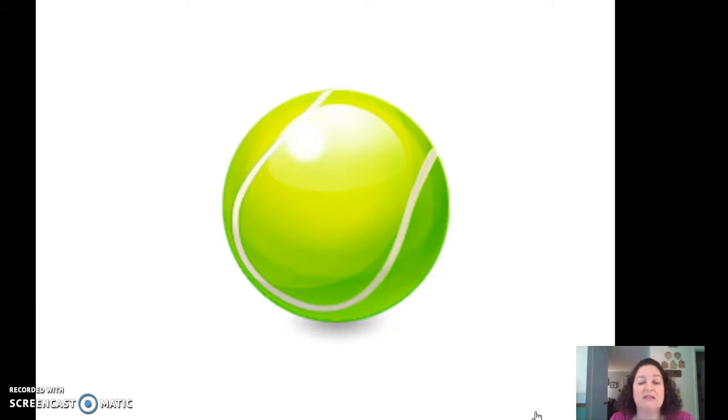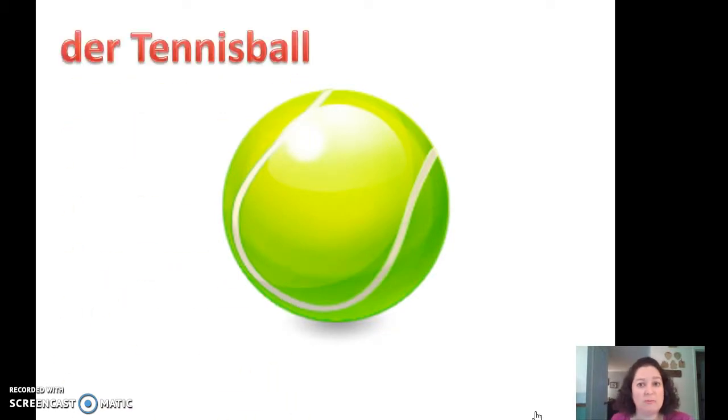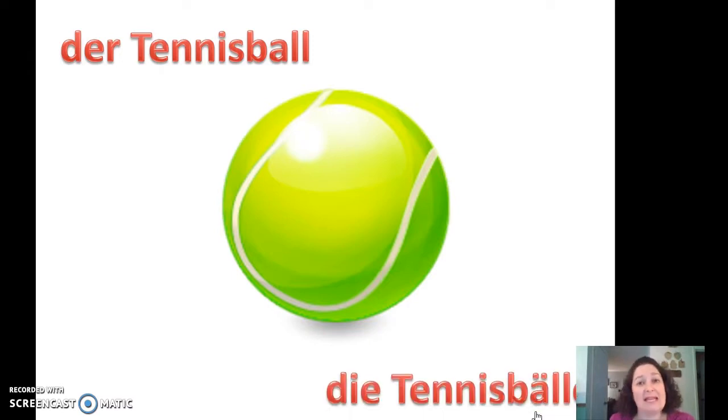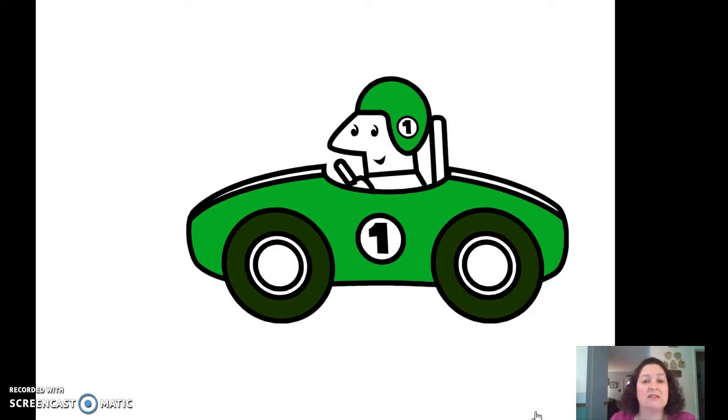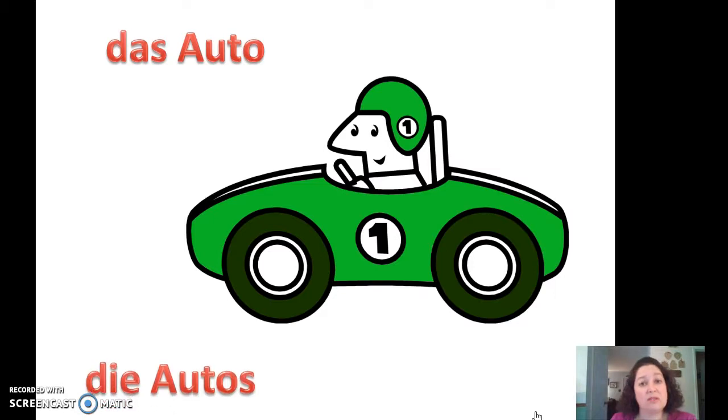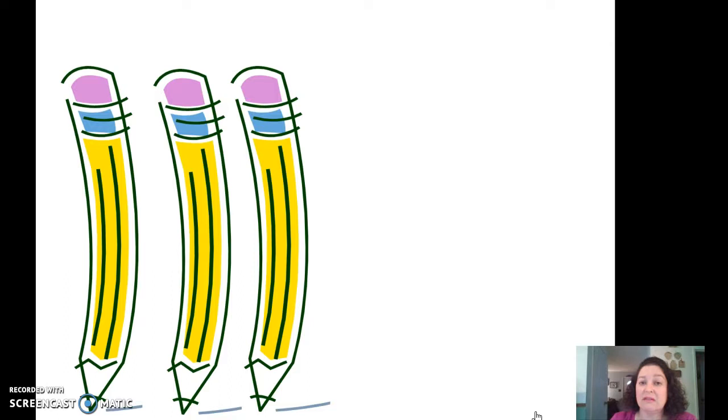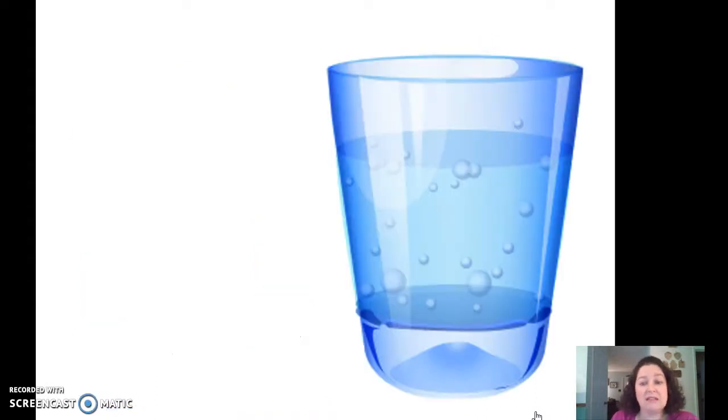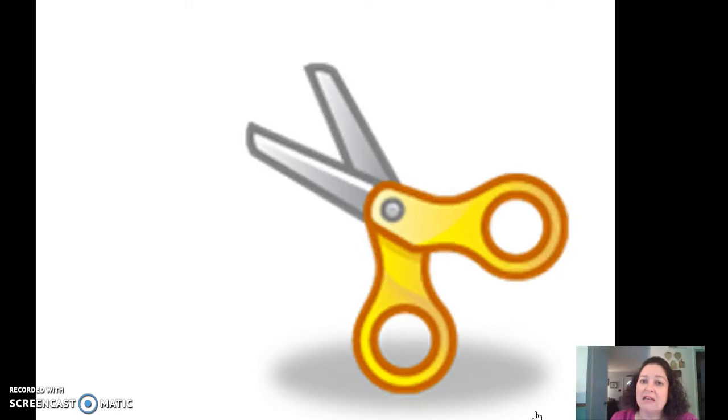Was ist das? Ja, der Tennisball. Now notice that for Fußball, that can refer to the ball that's played with or the sport. But tennis is not so. Tennis is the sport and tennis ball is the greenish yellow ball that you play with. If you say tennis ball, you're talking specifically about the ball, not the sport. The plural is die Tennisbälle. Was ist das? Das Auto. Ja, die Autos. Was sind das? Das sind die Stifte. That is the plural. Remember, the singular is der Stift. Was ist das? Das ist das Glas. The plural is die Gläser. Was ist das? Das ist die Schere. The plural is die Scheren.